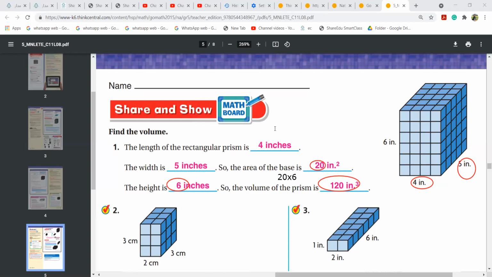Okay, just write it down. Write it down. I will continue tomorrow. Miss, what did you say? I said that this is the length 4 and you have the width 5. When you multiply, you get 20. And then you multiply by the height, you get 120 cubic inches.